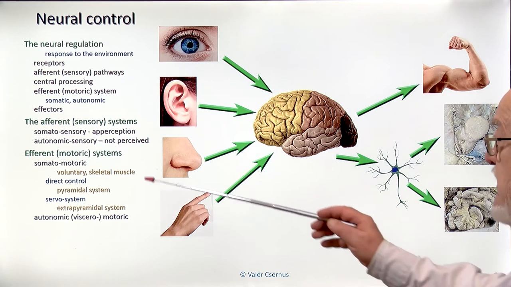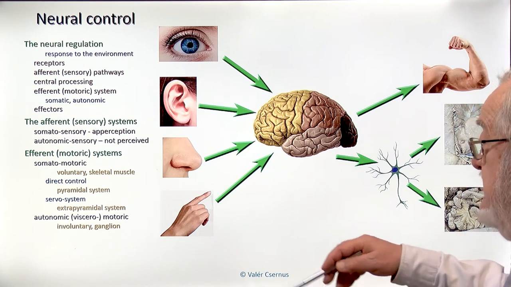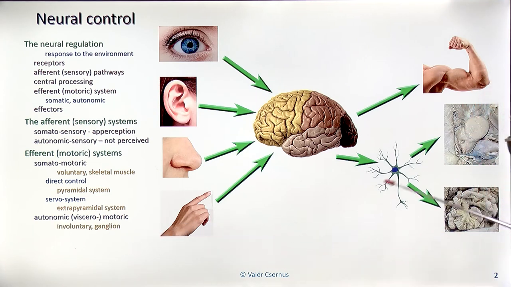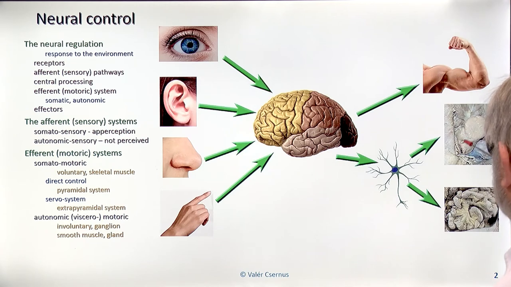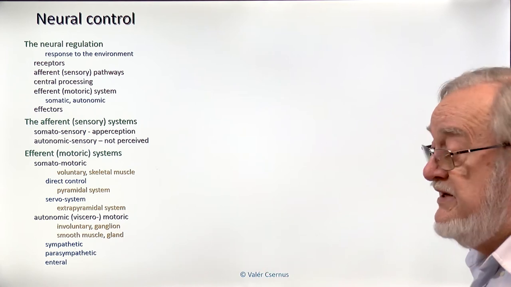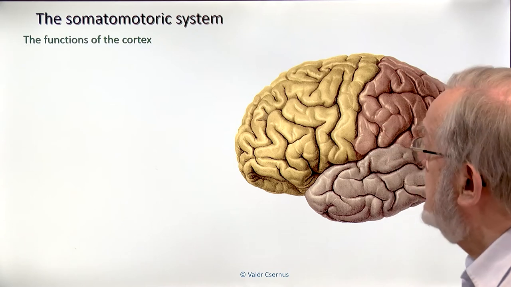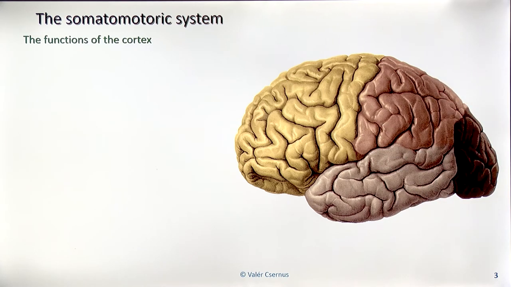The other type of efferent system is the autonomic or visceromotoric system, which is involuntary. Typically, anatomically, a ganglion, a peripheral nerve cell, is involved in the efferent part, and we can control two types of tissues, glands and smooth muscle. These are divided into sympathetic, parasympathetic, and enteral, and this was described in detail in a previous lecture. Today I will talk about the somatomotoric system.